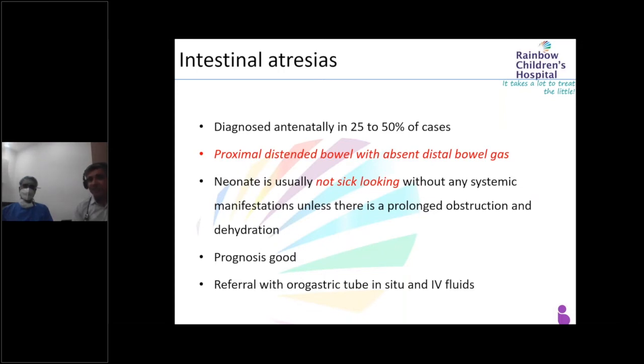The prognosis is very good, and whenever such a patient has to be referred, we should refer the patient with an orogastric tube in situ and IV fluids, to prevent vomiting and aspiration, and so that the baby has no dehydration during the transport.